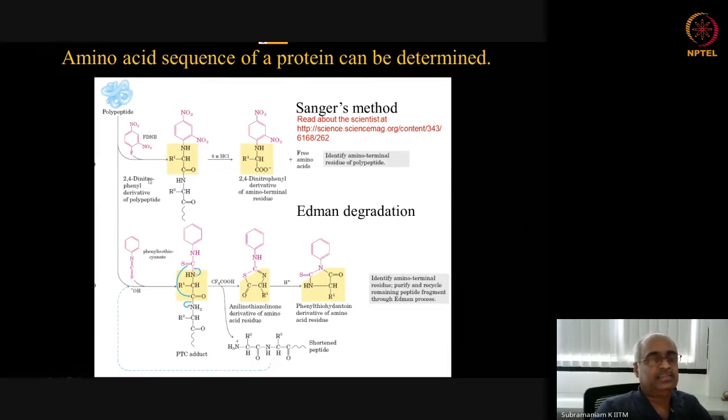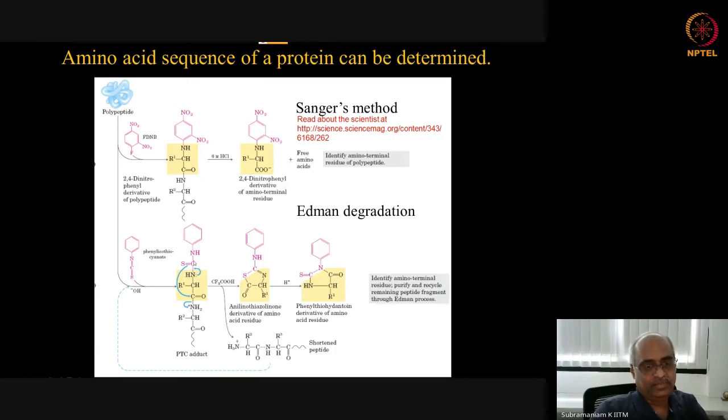So here instead of FDNB, he uses phenyl isothiocyanate. Okay, so this is cyanide, and with an oxygen it would have been cyanate, and since it is sulfur, it is thiocyanate, and it has a phenyl group, so therefore it is phenyl isothiocyanate, or commonly PTC.